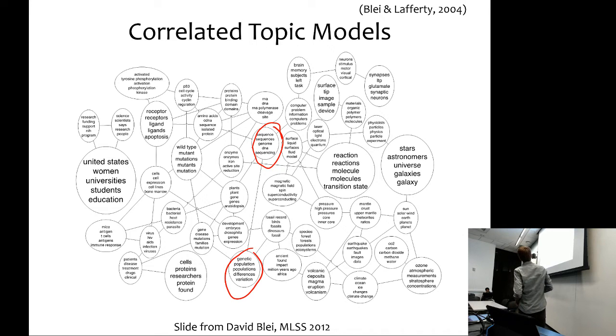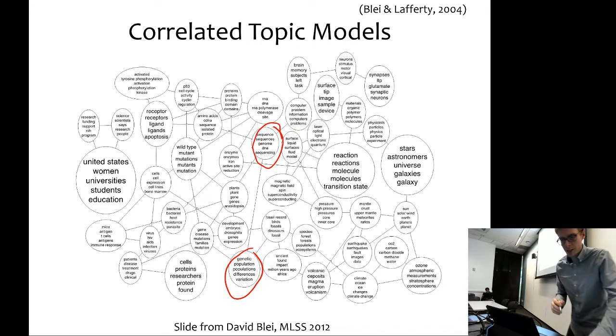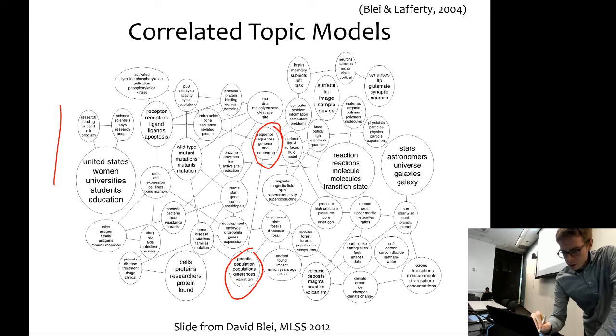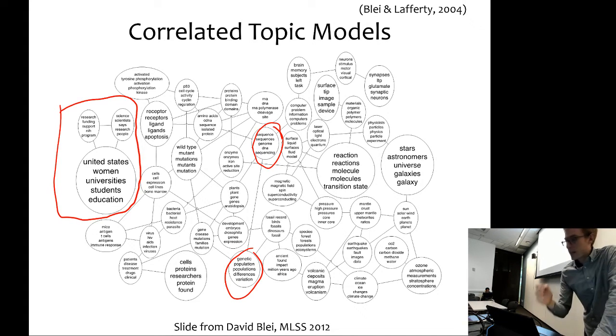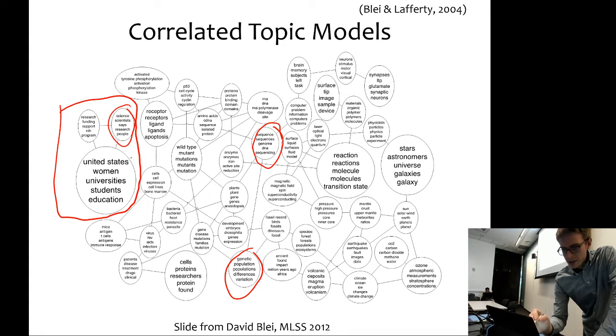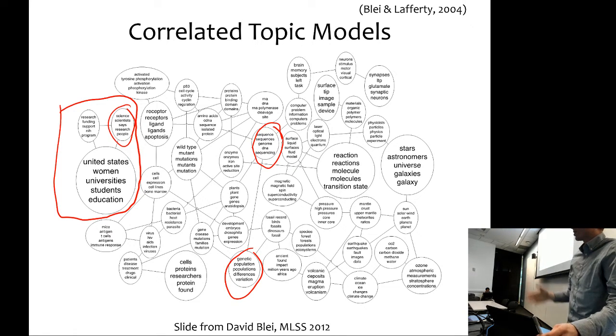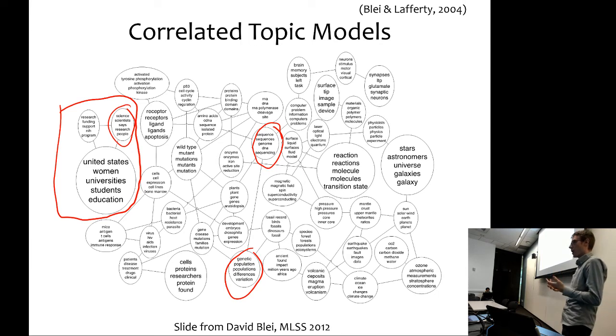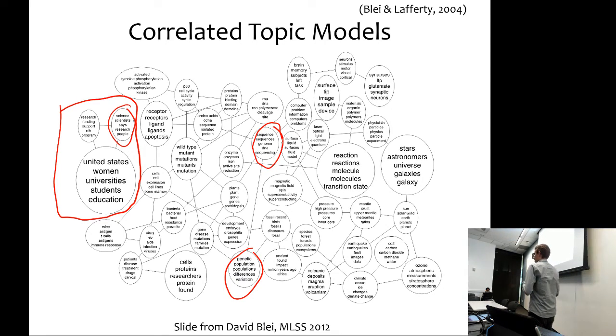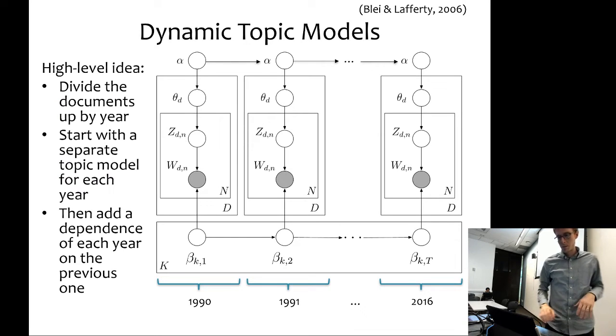And there are entirely other separate subsections of topics, like this one over here, that's completely disconnected, right? United States, women in the universities, students in education, science, scientists, etc. These are all in their own little cluster of topics. And so this is a different way of visualizing the actual contents of some really large corpus.